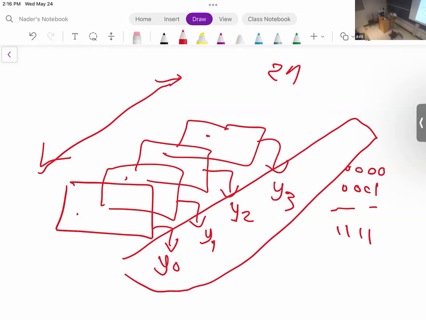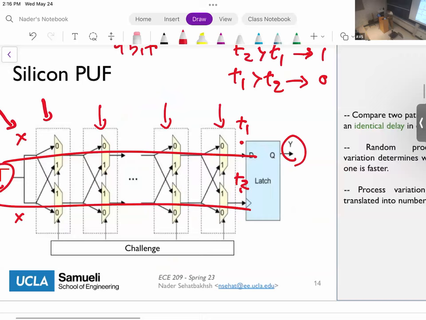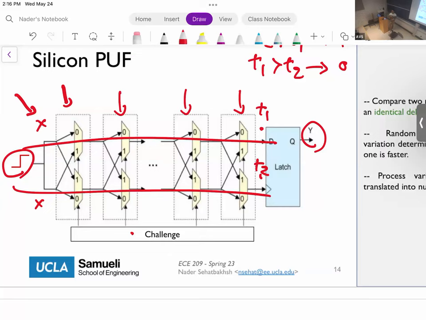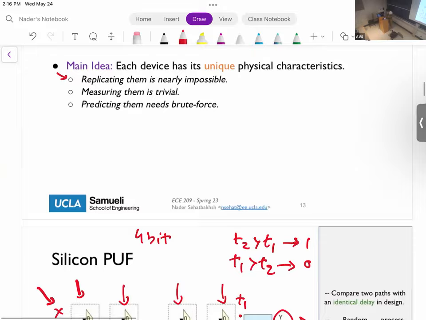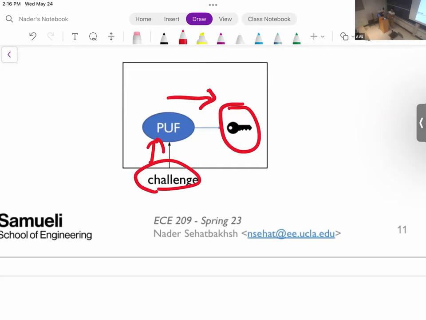The next thing is: what's the role of the challenge? It seems that regardless of what input I give, the output would be either zero or one, right? So nothing changes. If I change the challenge, this path and this path don't change, so it's not a function of inputs. But as I told you, usually what we want is that I give a different challenge and I get a different response. So how do we do that?